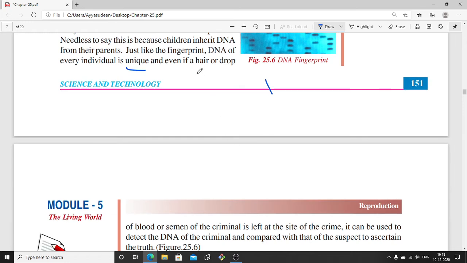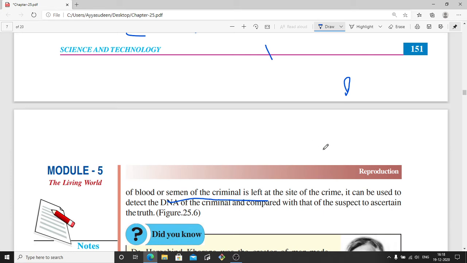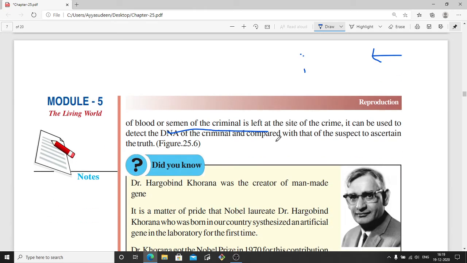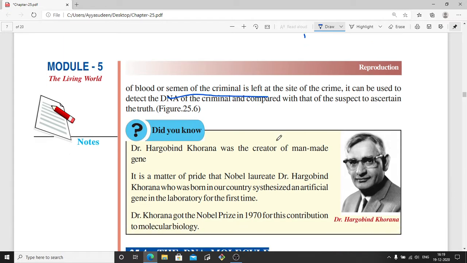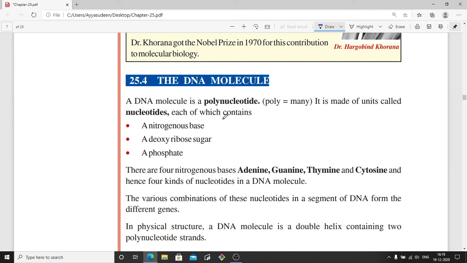So at the crime scene, if the criminal leaves a hair, a drop of blood or semen, they will investigate, do a DNA test and compare it with the suspects. Do you know what a suspect is? They will have suspects of criminals. They will take the genes from them, do the genetic test and compare. If it matches, then they can be sure that is the person who did the criminal act.